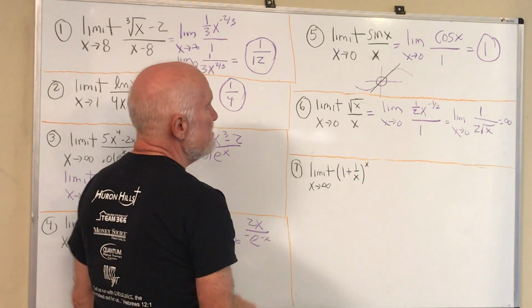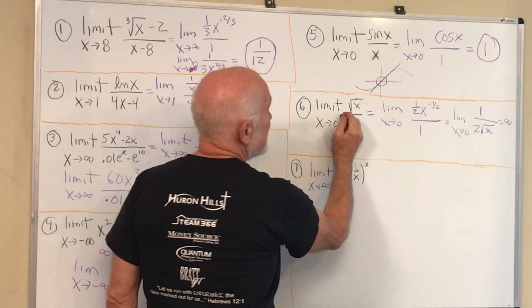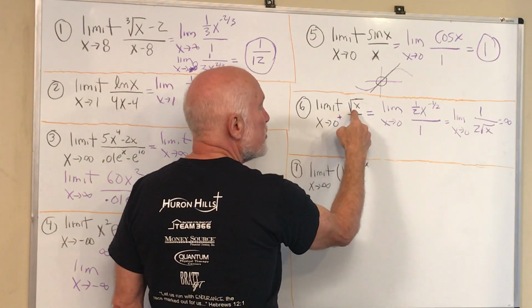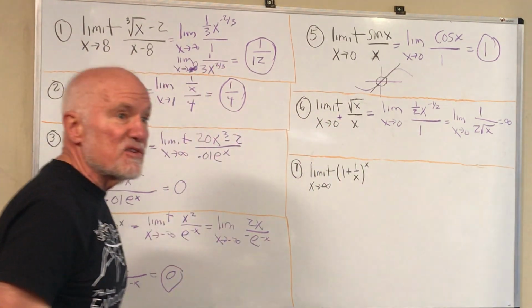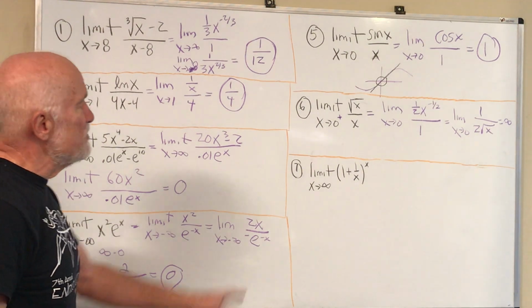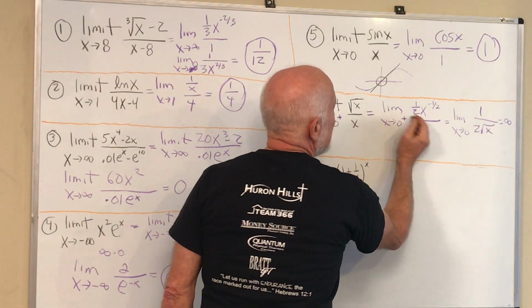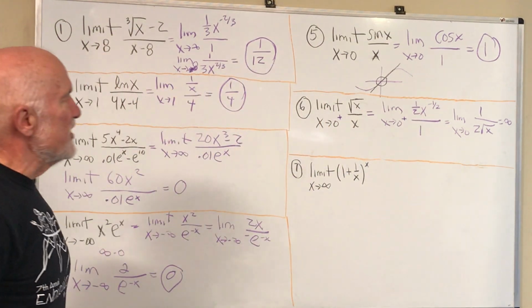Now probably, to be really technically correct, you really can't approach 0 from both sides of the square root of x. It has to just be positive numbers, so I should have said from the right-hand side when I made up the problem originally.